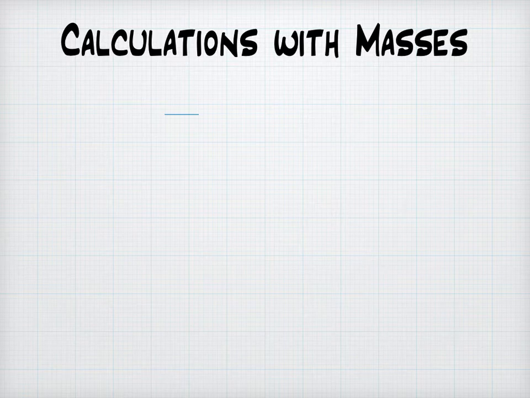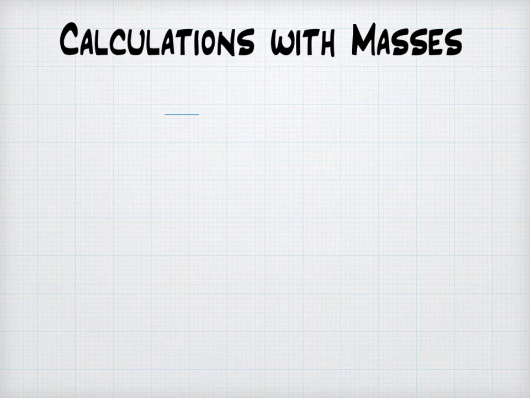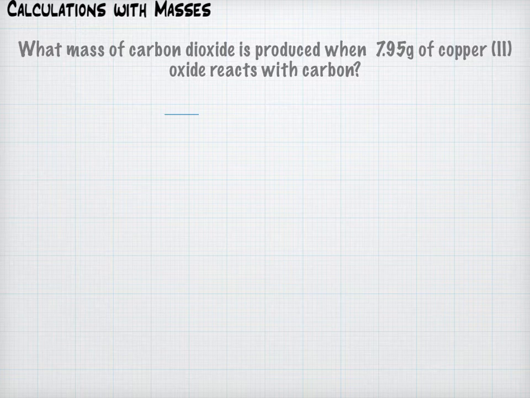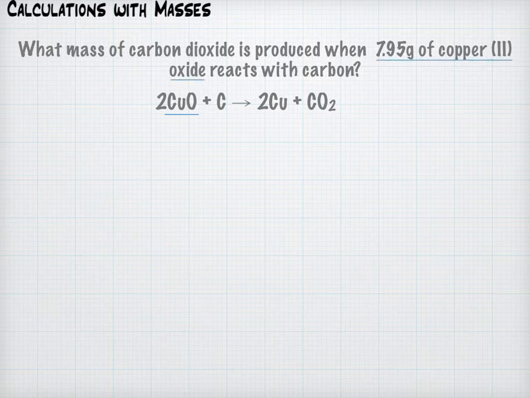I'm going to start with a calculation using the masses of things. We'll leave solutions for a moment. Okay, let's consider this. What mass of carbon dioxide is produced when 7.95 grams of copper 2 oxide react with carbon? Okay, now here's our equation. We saw that a moment ago. Now, in that question, I'm told something about the copper oxide. I'm told how much of it there is. Okay, and I'm asked about the carbon dioxide.